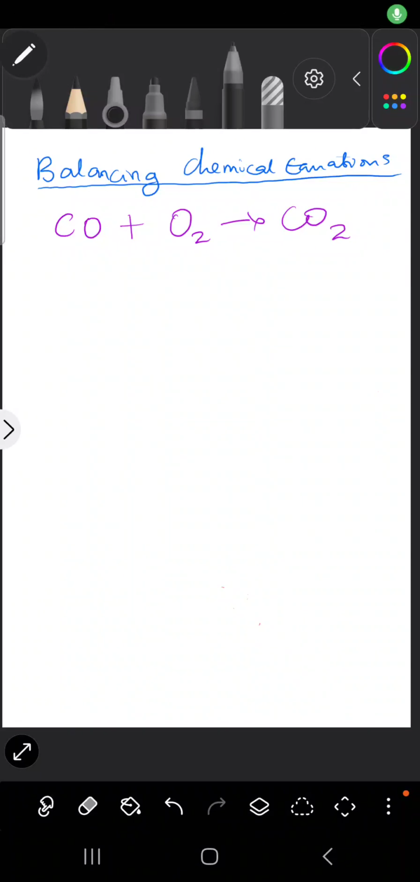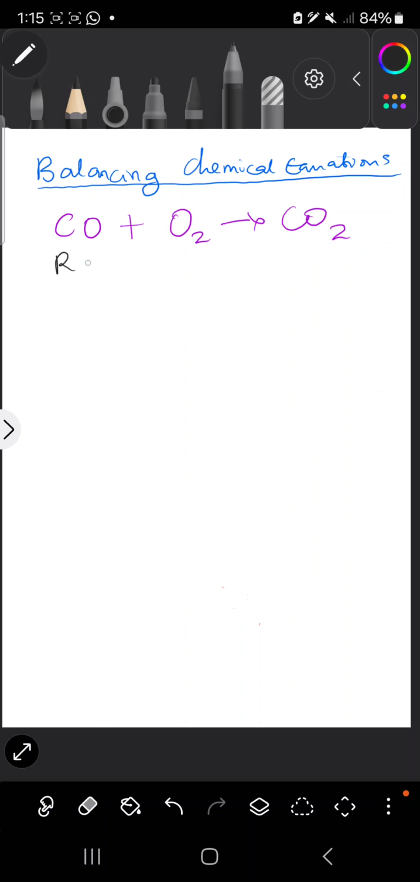Welcome to our lesson on balancing chemical equations. You have been given the following expression: carbon monoxide combining with oxygen to give us carbon dioxide. The first thing you have to do is count the atoms of each element.